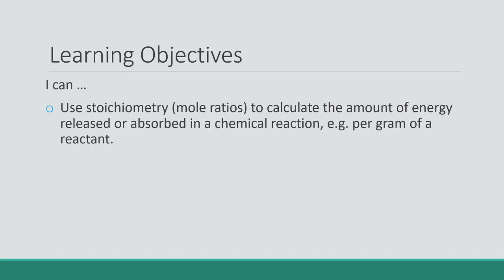So in this video, we've used mole ratios, or stoichiometry, to calculate the amount of energy released or absorbed in a chemical reaction, e.g. per gram of reactant, or we could do per gram of a product.